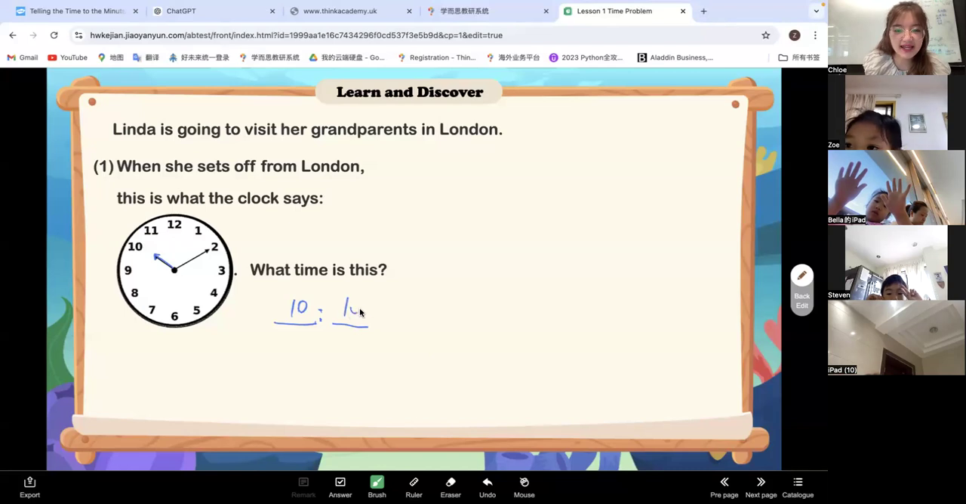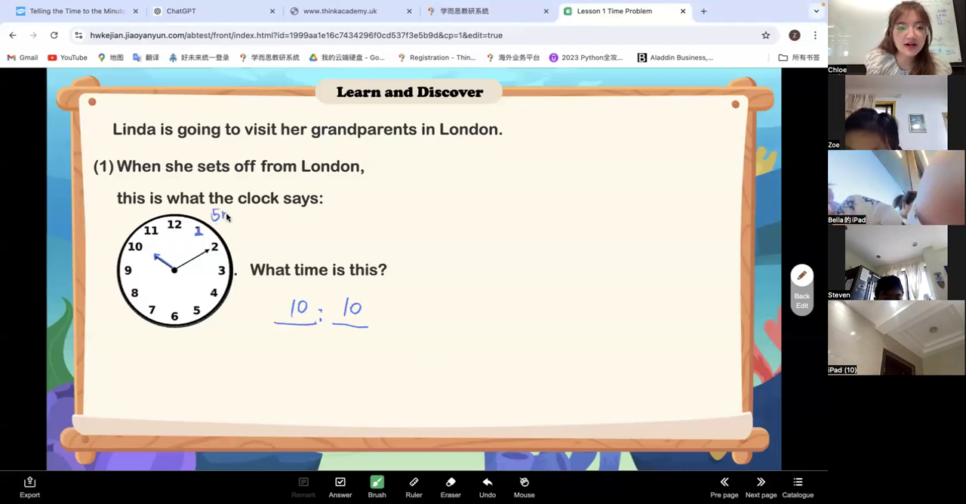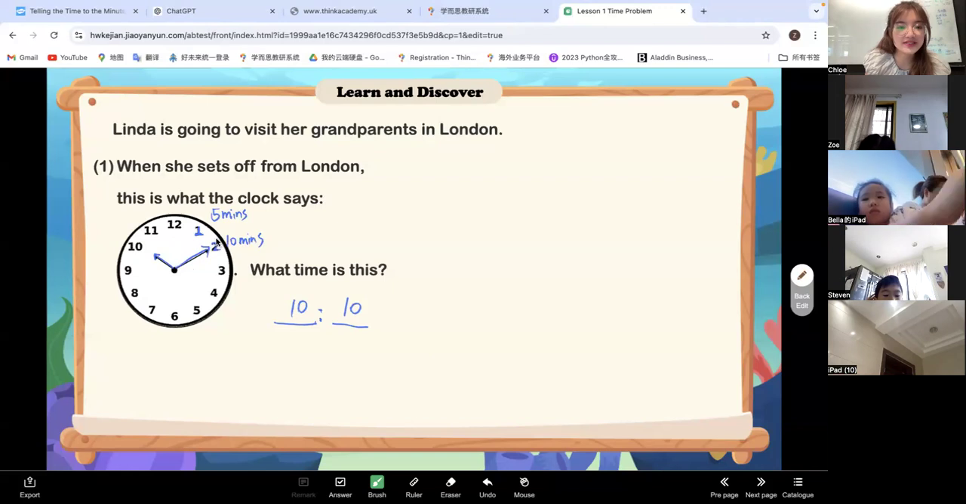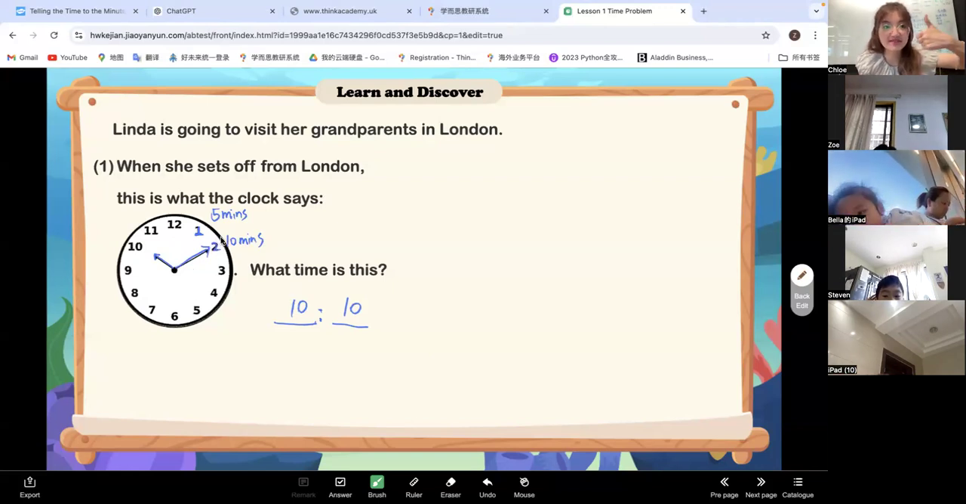Okay, it's 10 as well. Because we know for 1, this number 1 represents 5 minutes. And this 2 represents 10 minutes. So now when the minute hand is pointing to 2, it represents 10 minutes. Make sense, everyone? Okay, perfect.